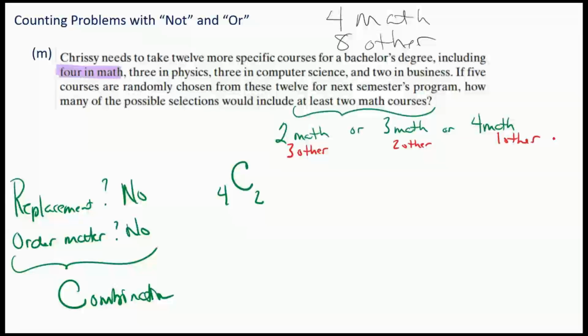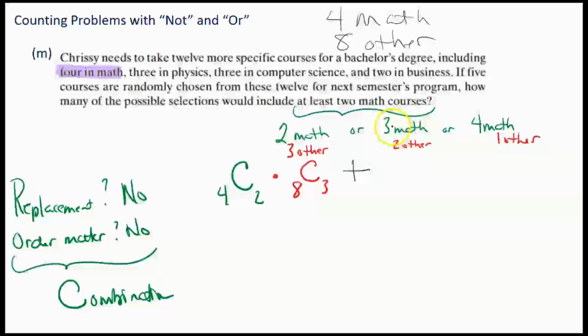courses. So we have 4 math classes, we're picking 2 of them, times, we got to pick the 3 other ones too. So that's going to be a combination again of, how many non-math classes do we have? 8, and we're picking 3 of them. Now notice we have an or right here, so we're going to add that to.